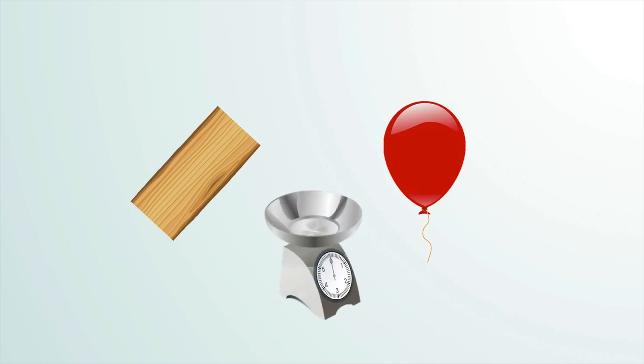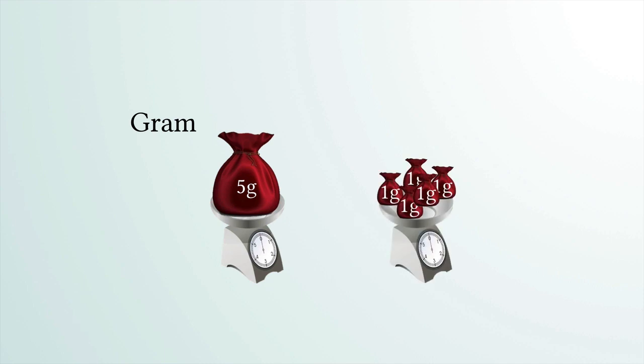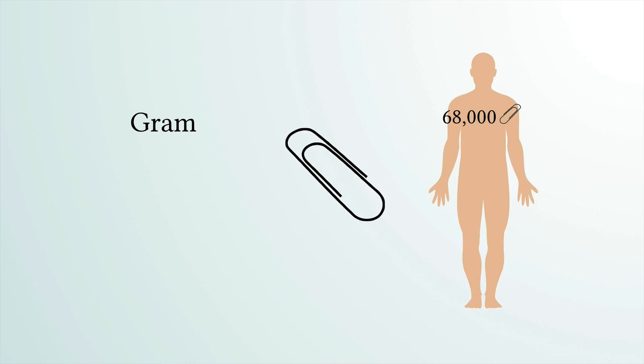Let's start with mass. The metric unit of mass is the gram. So if something has a mass of 5 grams, it is the same as 5 objects that are a single gram in mass. A gram is about the same mass as a paperclip or a housefly. So a gram is a small mass, isn't it? The mass of an average person, for example, is about 68,000 grams. Most of the objects you will measure will be hundreds of grams, so just remember that a gram is a small unit of mass.